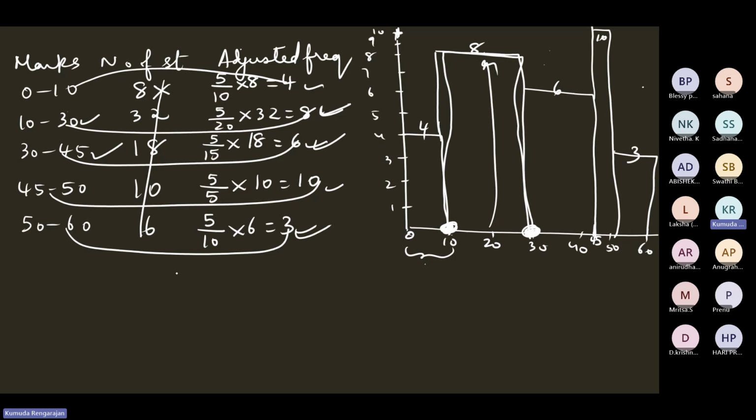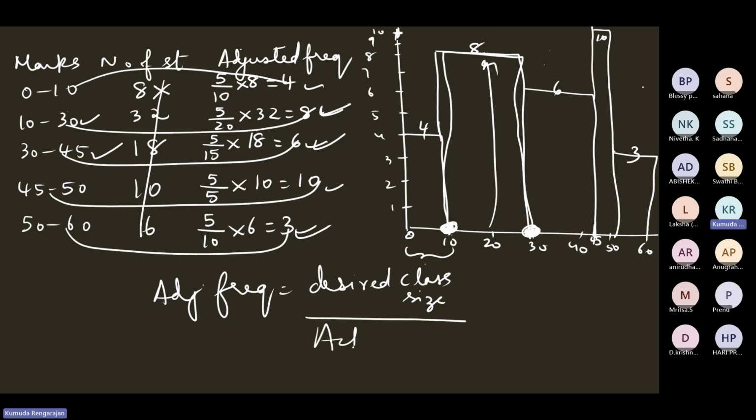To find the adjusted frequency, the formula is: the desired class size, that is, what uniform size you want, divided by the actual or original class size, into the frequency which is given for that class interval.